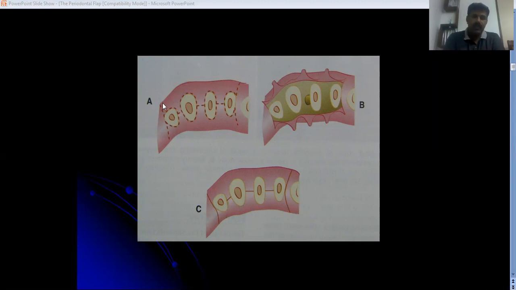Now, suppose this aspect is the labial aspect and this aspect is the lingual or the palatal aspect. Now you put crevicular incisions all around the tooth. So you put incisions all around the tooth. And this is the interdental papilla.